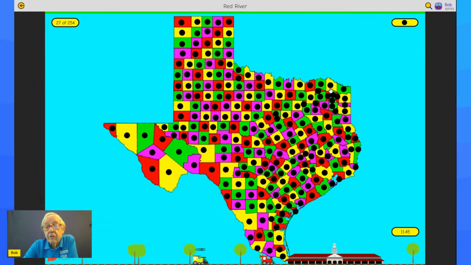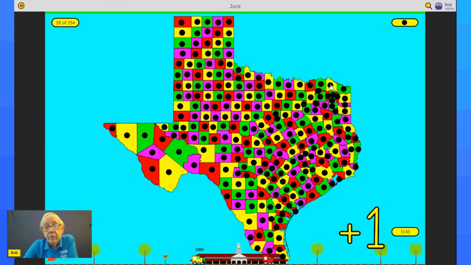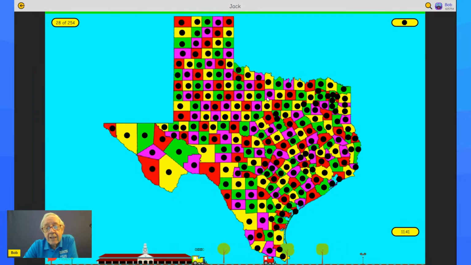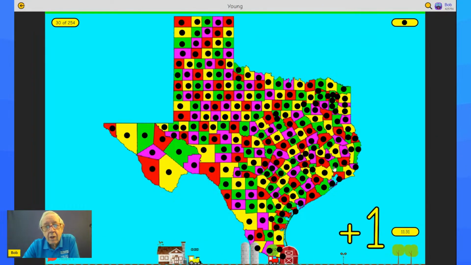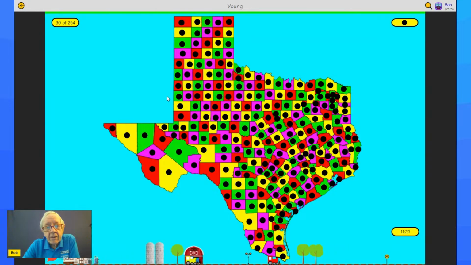Red River, I just talked about Red River. That's Red River County. Jack County, right below Clay. Liberty, look at that. Now, Liberty is definitely shaped like the letter L. Look at that. Is that easy or what? Young, this would be Yoakum, this would be Young.